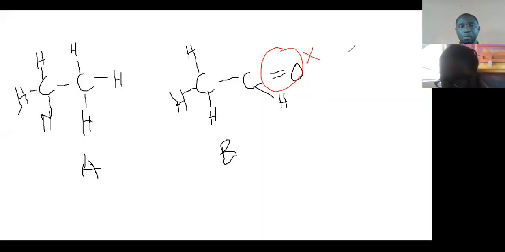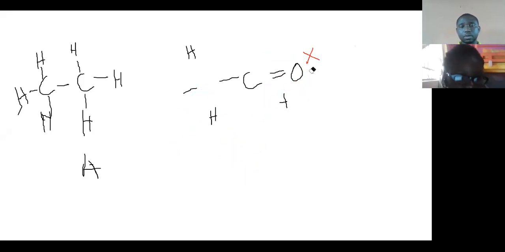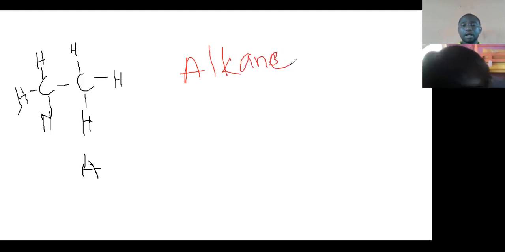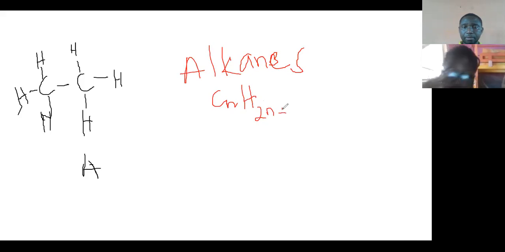Now, the saturated hydrocarbons, I said we have a saturated and the unsaturated hydrocarbon. Now, saturated hydrocarbons are also called alkanes, and they have a formula of CnH2n+2. Now, these are for saturated hydrocarbons.